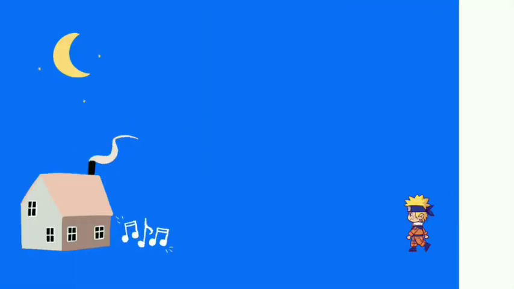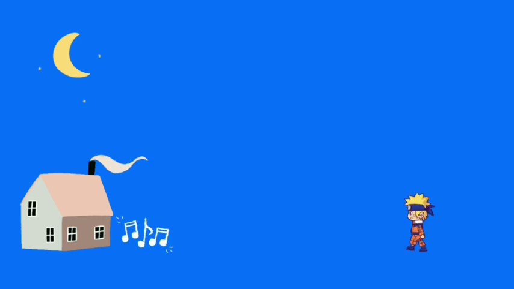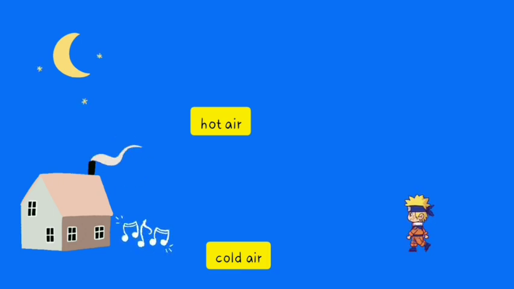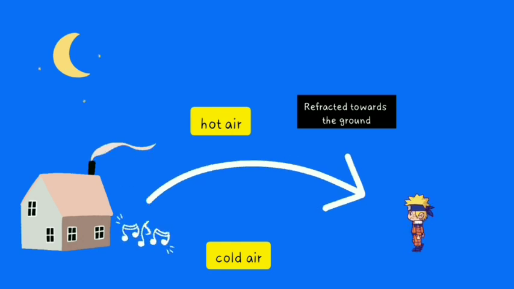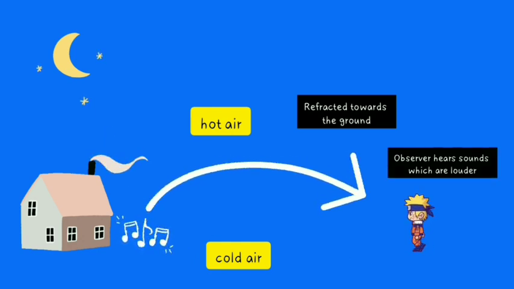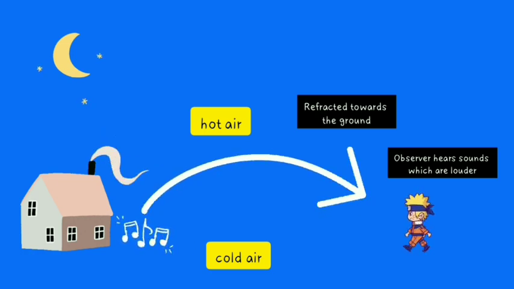Sounds during night. During the night, air that is closer to the surface of the earth is colder. This can cause the sound to refract towards the ground, and the observer can hear the sound more clearly during the night.